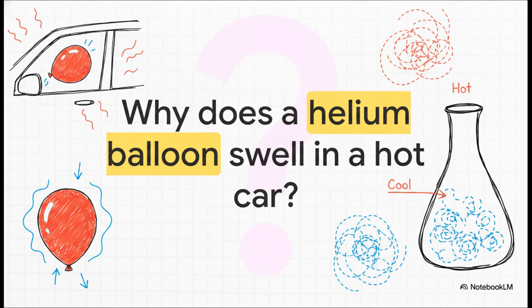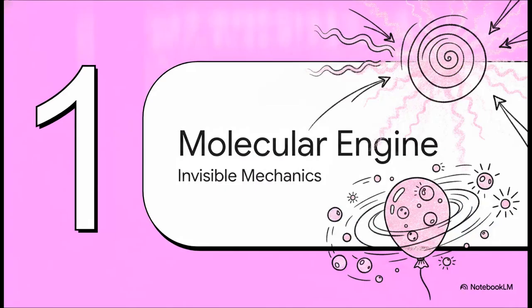Picture this. It is a scorching hot summer day, and you leave a helium balloon sitting in a hot car. If you've ever done this, you know exactly what happens. The balloon starts to visibly swell up. It looks like it's literally going to pop. But then you take it out, it cools back down in the evening air, and it shrinks right back to its original size. No air was added, and no air escaped. This proves that temperature and temperature alone is doing all of the heavy lifting here. But how?